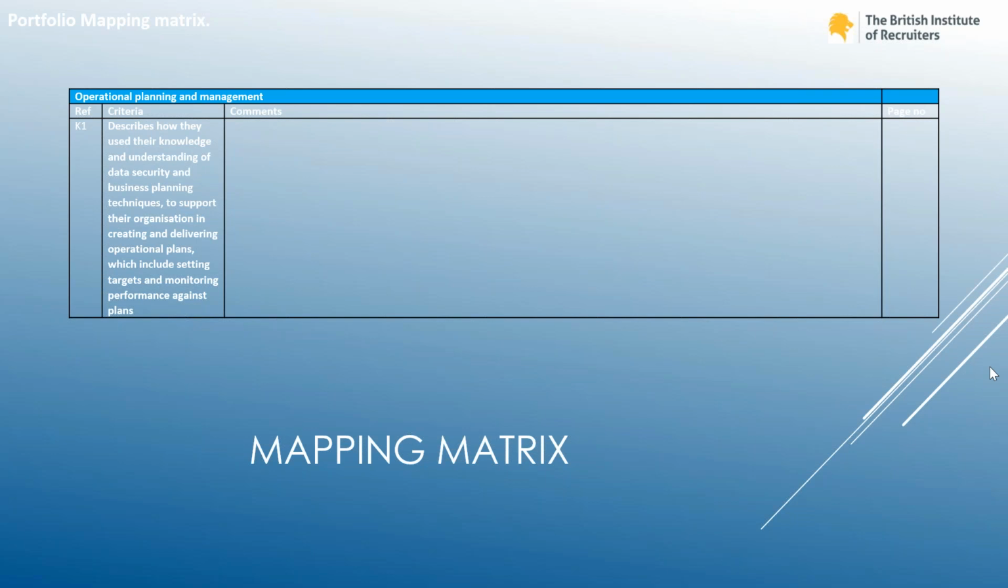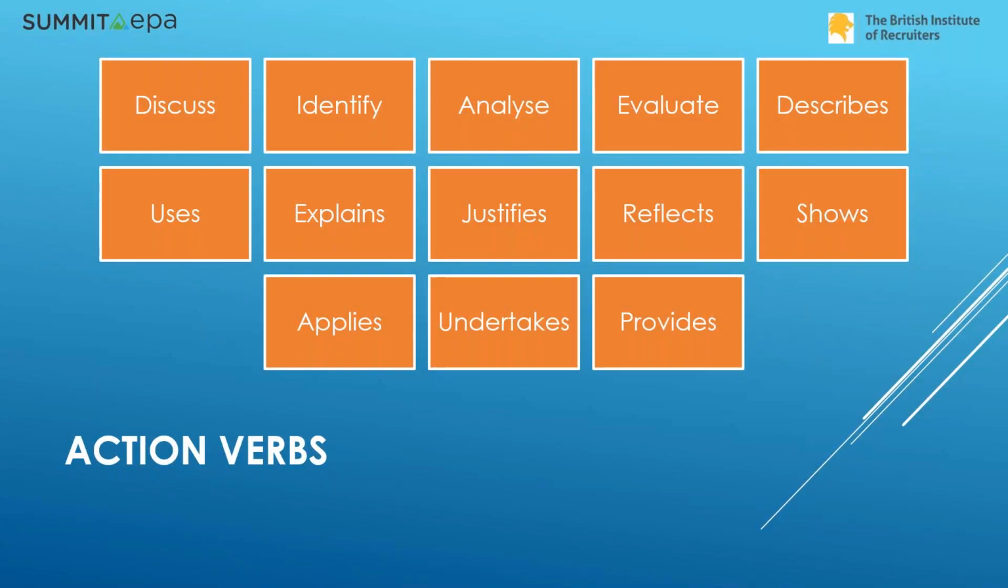The most important thing with a mapping document and where the learner is submitting evidence is to pay attention to the action verbs. An assessor will look at the portfolio and look at the action verbs associated with that portfolio, with that criteria, and check whether the learner has done this.